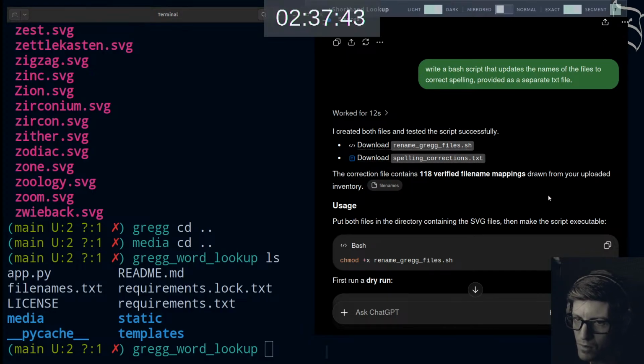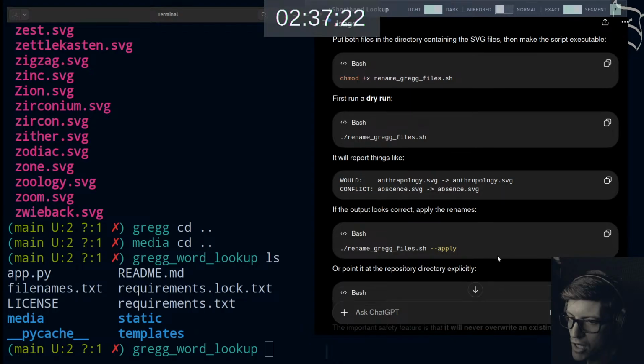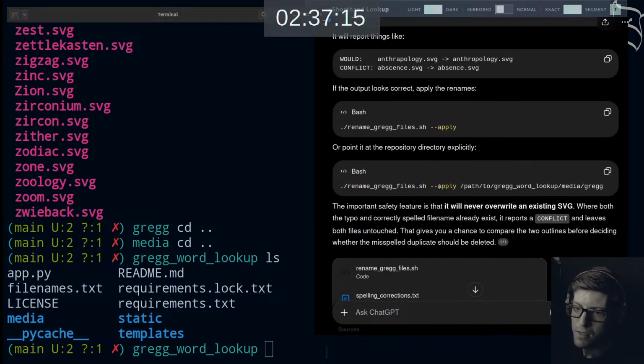So the correction file contains 118, so not bad, verified file name mappings drawn from your uploaded inventory. Put both files in the directory containing the SVG files, then make the script executable. First run a dry run, okay? And it will report things where it should change, okay? If the output looks correct, then it applies the renames, all right? Or point it at the repository directory explicitly, okay?